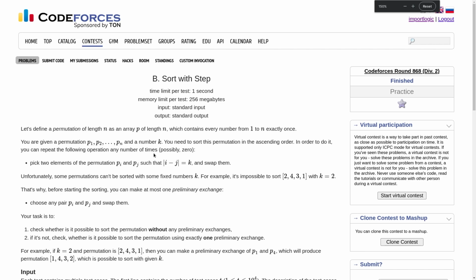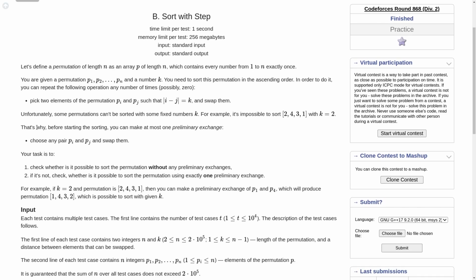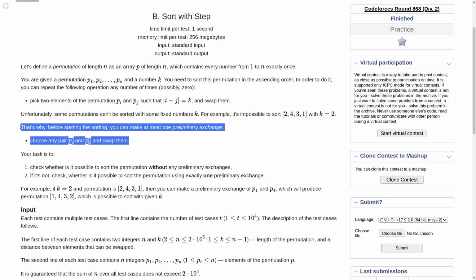Now starting with the second problem, it says that they have defined a permutation. So a permutation is any array of size n which consists of every number from 1 to n exactly once, right? So we have essentially been given a permutation of size n. Now we can make certain operations on this particular array: if we have been given a value k, and the difference in positions of two elements is exactly k, then we can swap them, right? They say some arrays cannot be sorted with this method, so they have allowed us one exchange, where we can choose any two values and swap them, right?